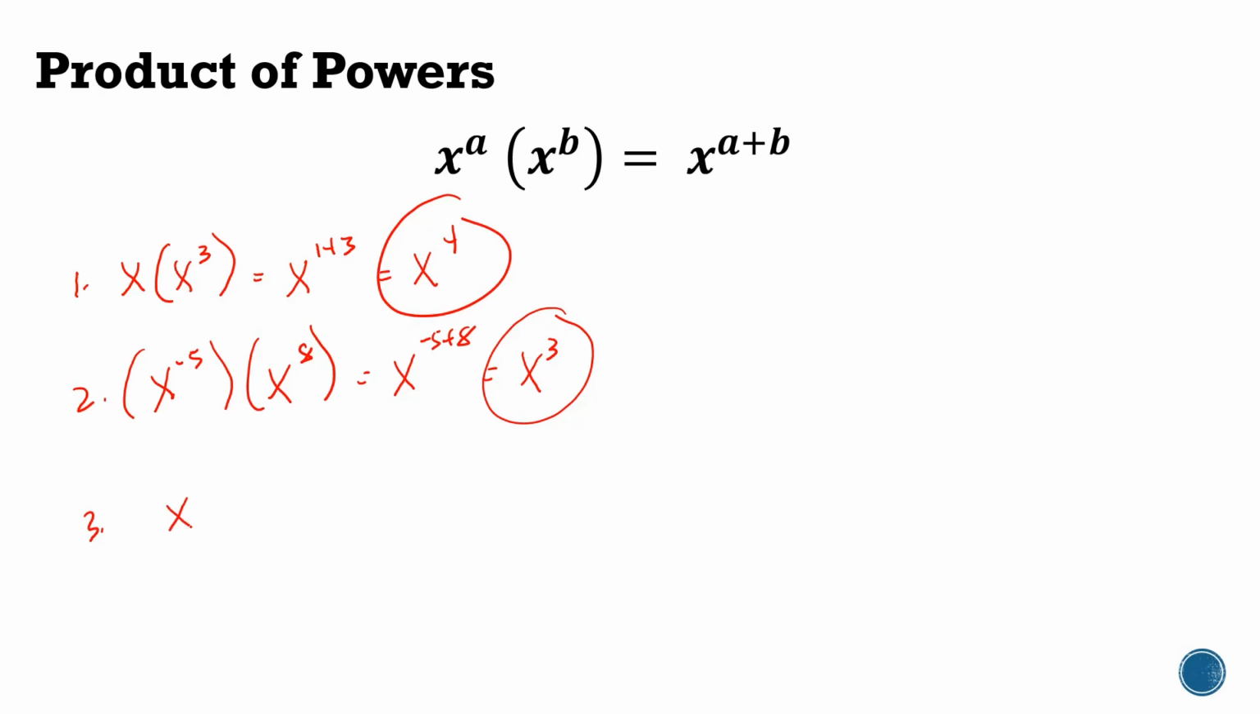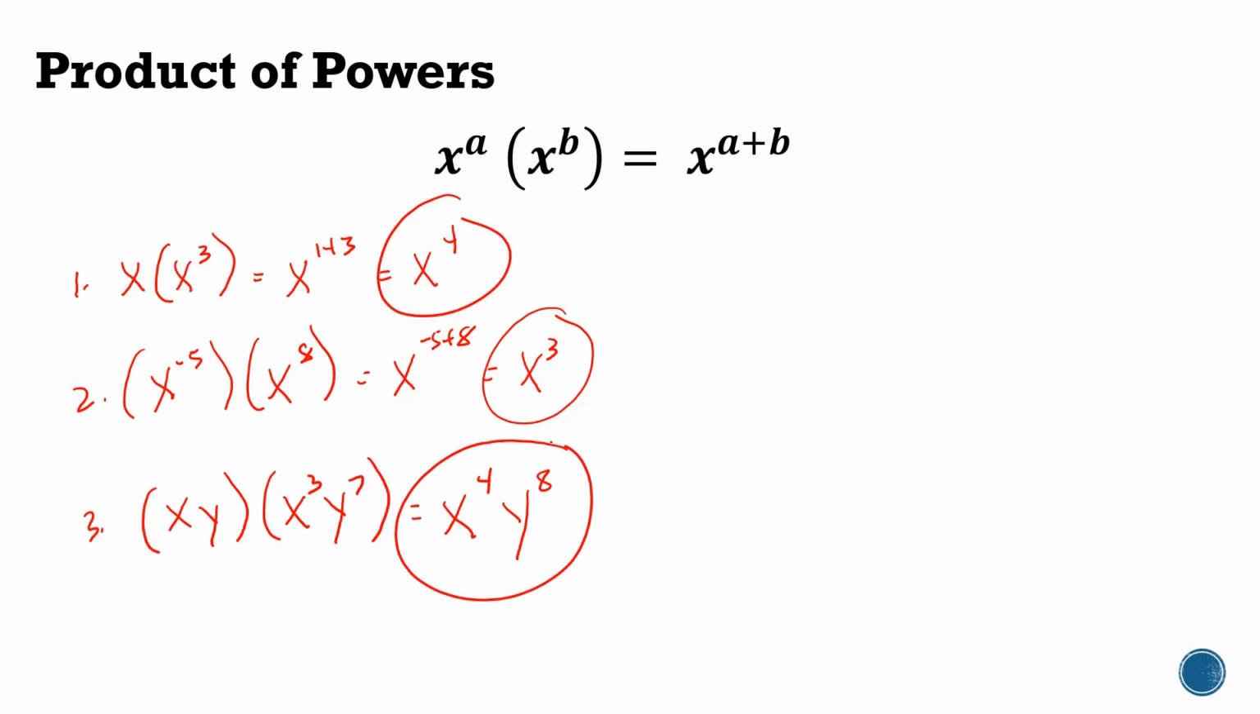We can have two variables. So let's see, we have x times y, or xy times x raised to 3, and then y raised to 7. So this is x. The exponent of x here is 1. So add that to 3. It's going to be 4. Then y raised to, the exponent of y here is 1 plus 7. That's going to be 8. So that's the answer. Okay.